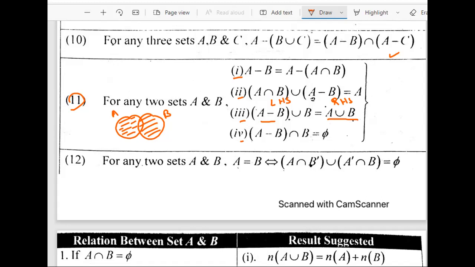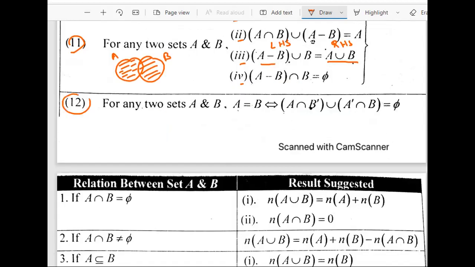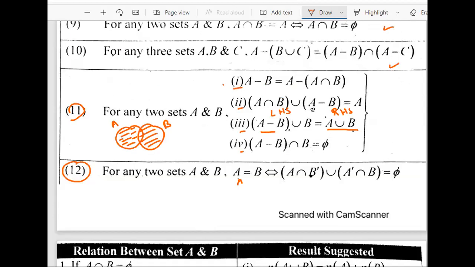Then would you please try proving 12 right now? Just try doing it. If A equals B. Can you do number one? Which one? Number one for 11? Okay, sure. So let's do number one.